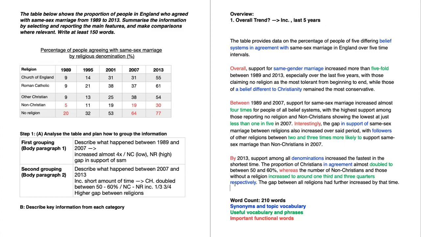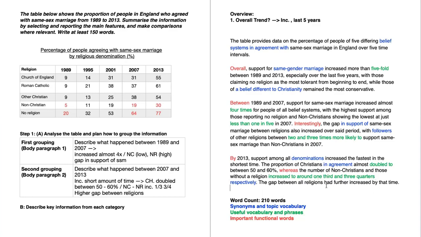Just by adding this word "respectively," it is clear that non-Christians increased to 1/3 and those without a religion increased to 3/4 more or less. So you can say the same thing again in 1 sentence, which will really help you with your coherence and cohesion, and also by not writing too many words.